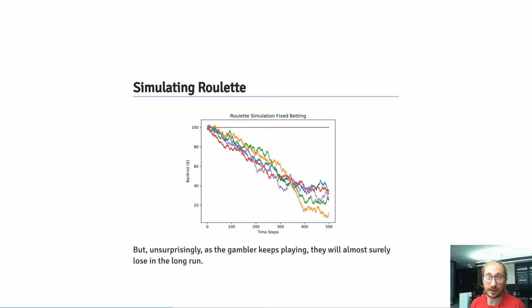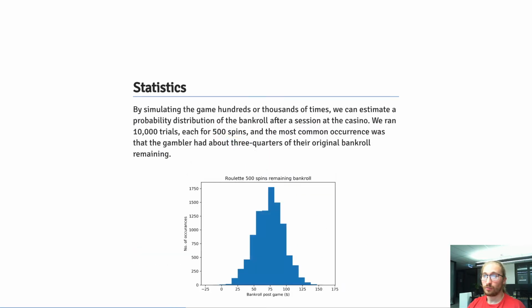You might get lucky early on, you might profit for a bit, but in the long run almost surely you'll lose at this game, which is not surprising because it's a negative expectation game. So is there any way to beat the house at this game? Well, first let's look at some statistics.